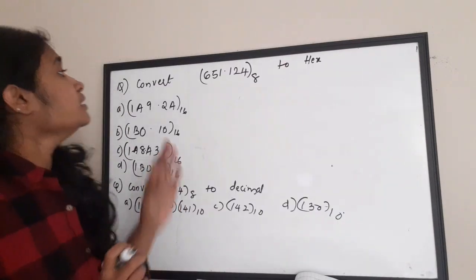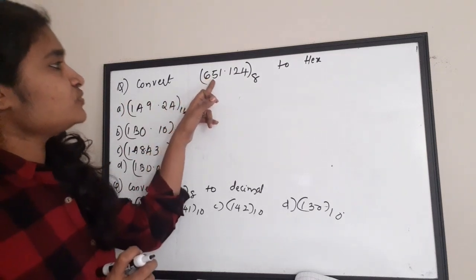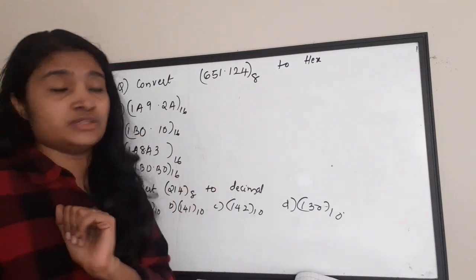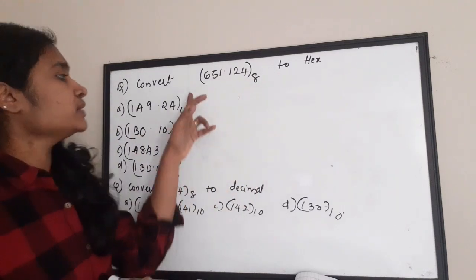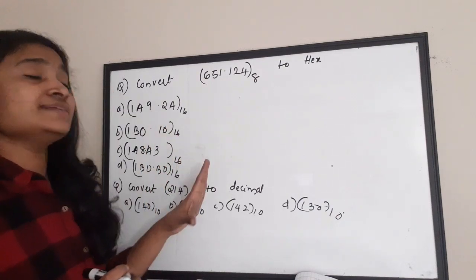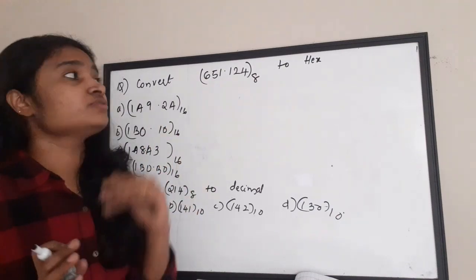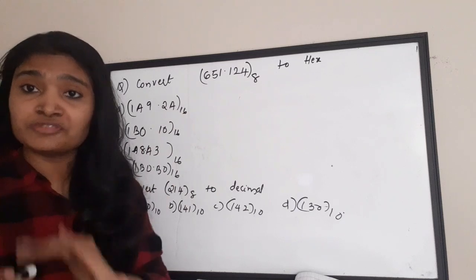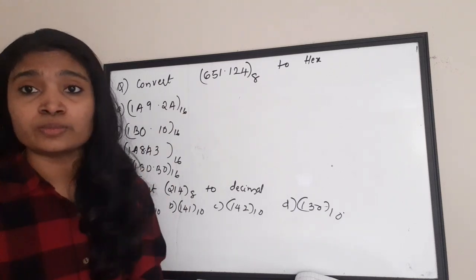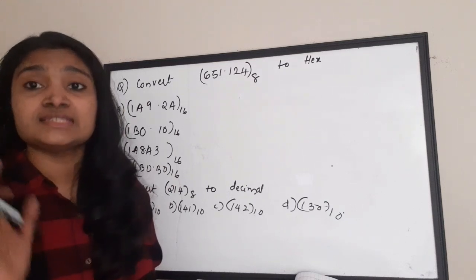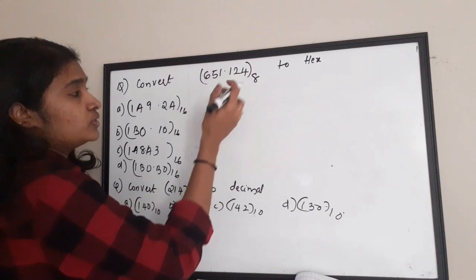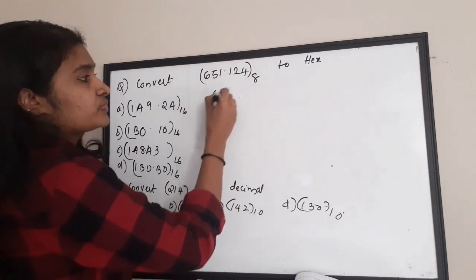Question is, convert 651.124 to the base 8, that is an octal representation, to hex. That is, we need to convert the number in octal to hexadecimal format. The easiest way to convert from octal to hexa or from hexa to octal is to first convert it into binary format and then do the conversion. That is the easiest way. So, 651.124, how to convert it to hexa, I will show you.